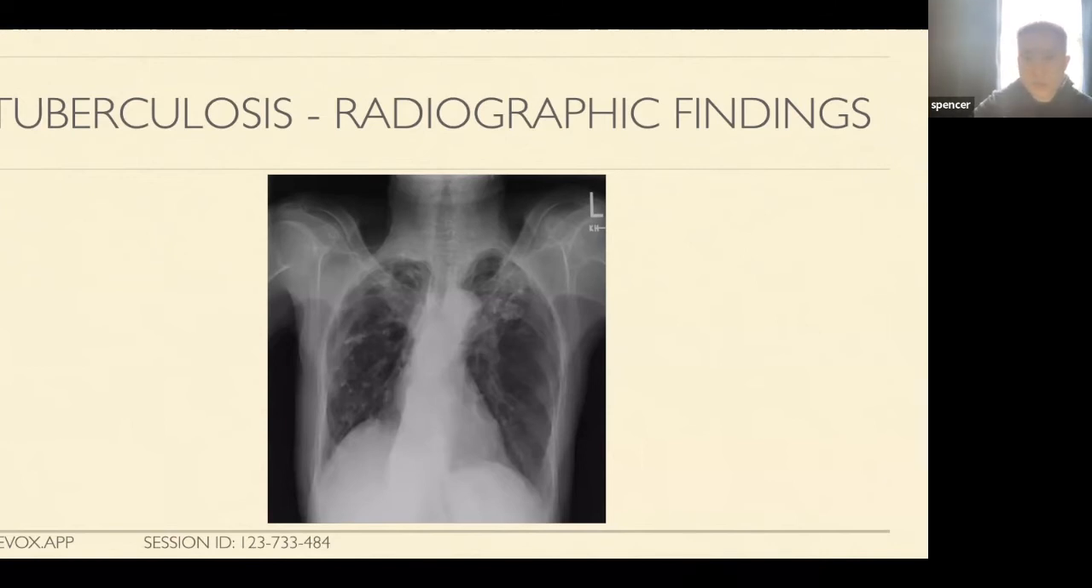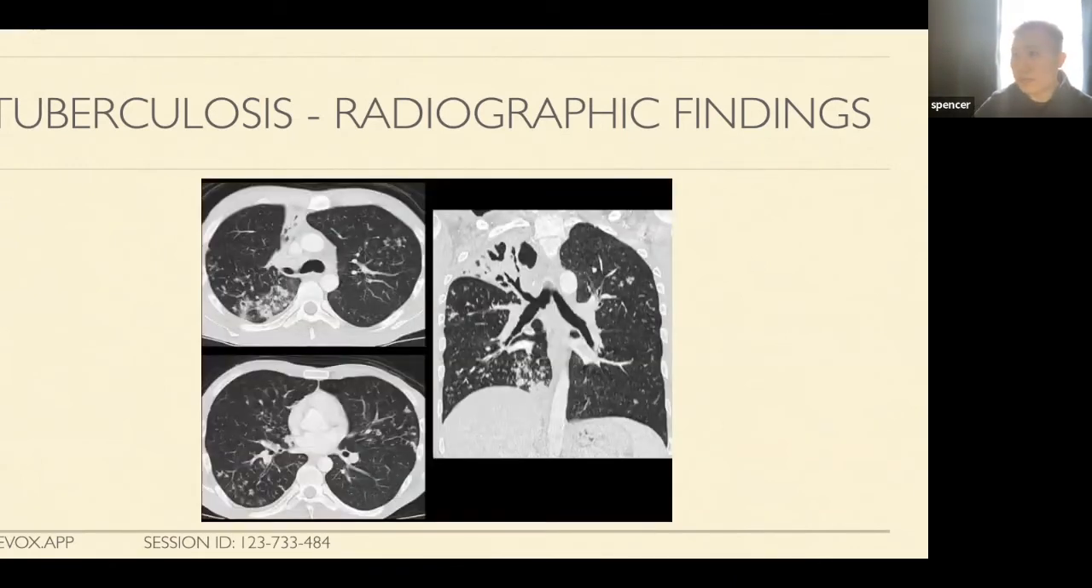So when you have involvement of the bronchioles, the bronchial walls, you'll have this finding here. Can anyone just shout out what they see?